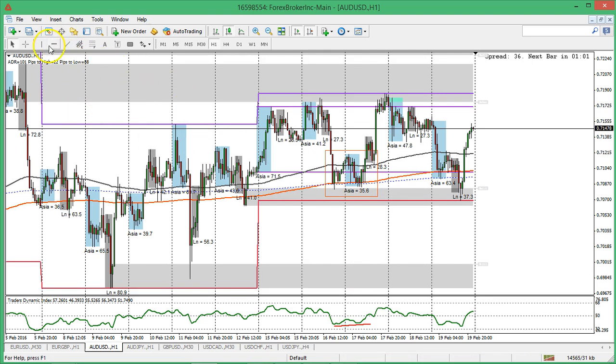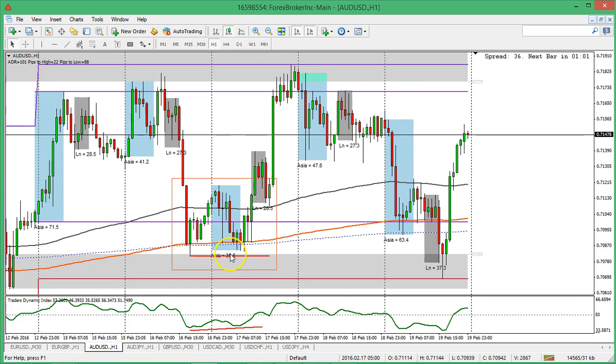So let me draw it. So look, my low got retested. See, this is the low. I'm going to draw it from the wick, right? I drew this horizontal line. I'll look for a retest going into London. Okay, that's how easy it is.